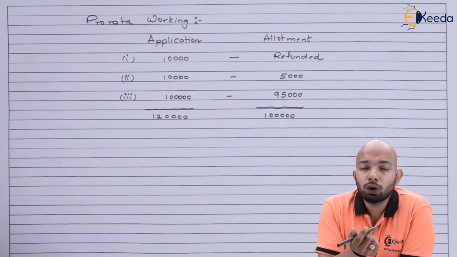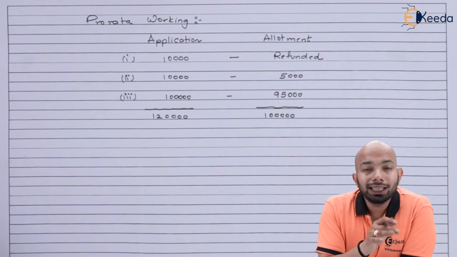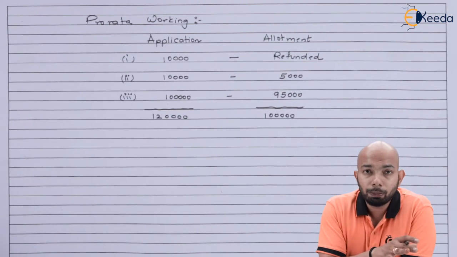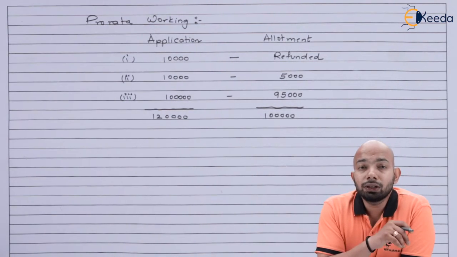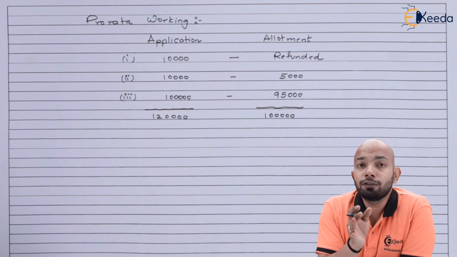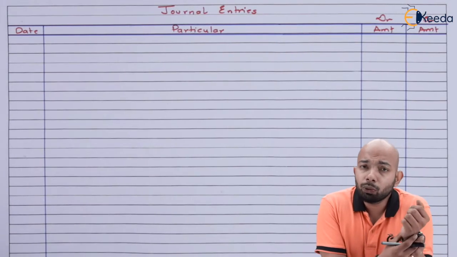They might be part of complete allotment itself, hence we'll assume that they are a part of complete allotment here. Now the next thing we'll be doing is understanding how the entries are supposed to be passed. So let's start with the basic journal entries of due and received, and afterwards we'll go ahead with the forfeiture entry.